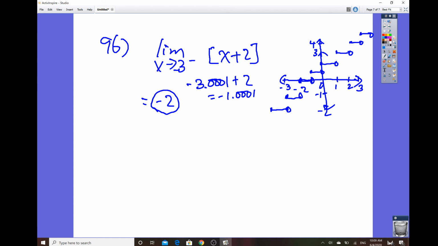So again, let's do the interpretation. Negative 3 from the left, so the number we're using is negative 3.001 plus 2. So that would be negative 1.001. But according to the graph, anything that's negative 1.001, we'll just round it to negative 2. So the final limit is going to be negative 2, according to the staircase function.